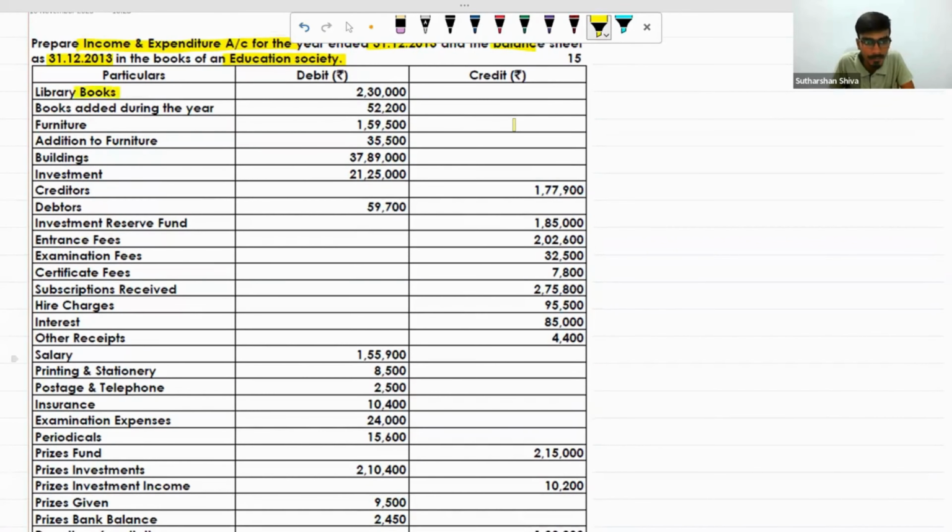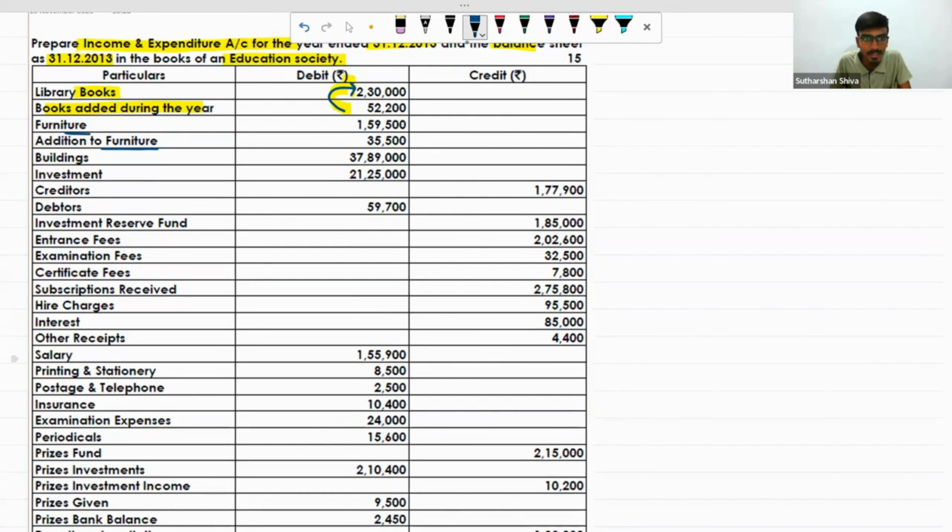Here they are given library books. Books will be considered as an asset. Books added during the year is nothing but the books we have purchased. The purchases should be added to this part.